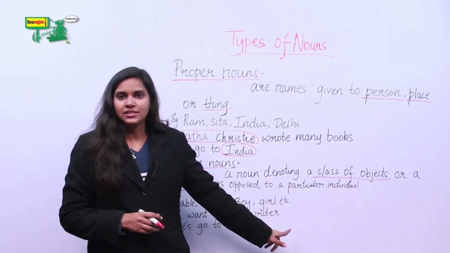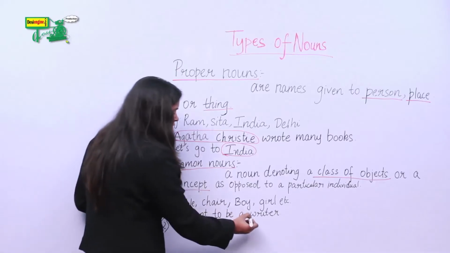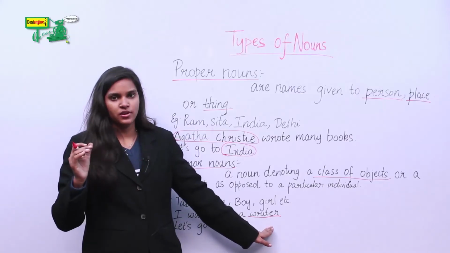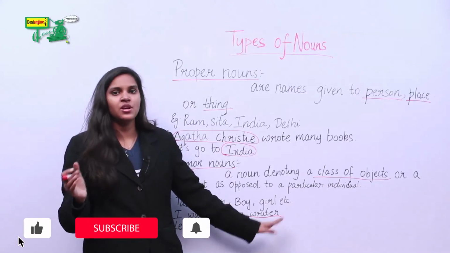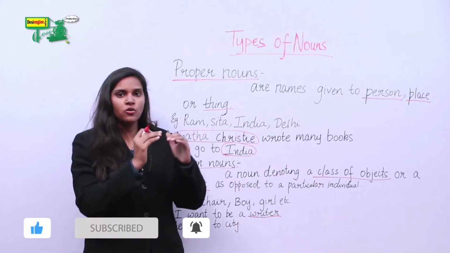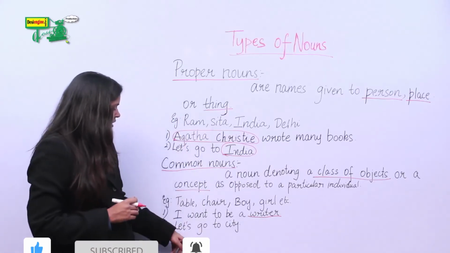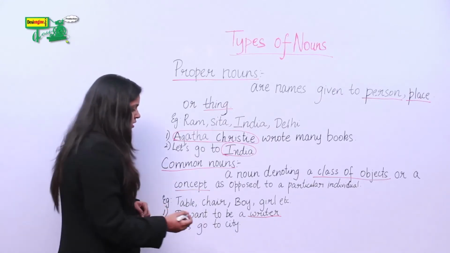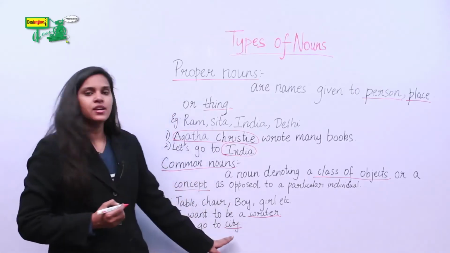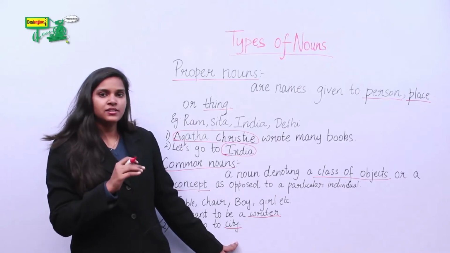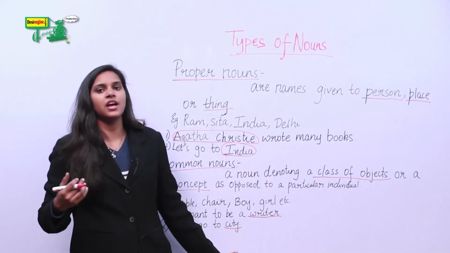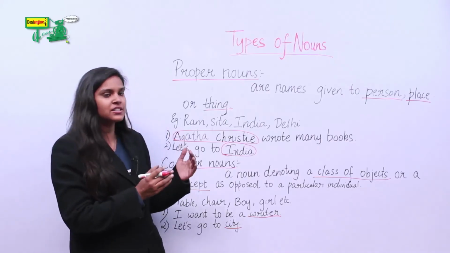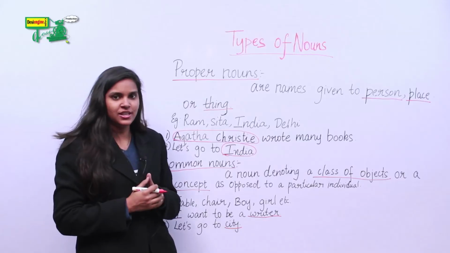I want to be a writer. Here our common noun is writer because it talks about a group of writers. They can have different names but they will fall under the category of writers. Let's do another sentence. Let's go to the city. Here, city is a common noun because under the category of city, you will have different kinds of cities that might have particular names, and that will fall under the category of proper nouns, which we have already done.